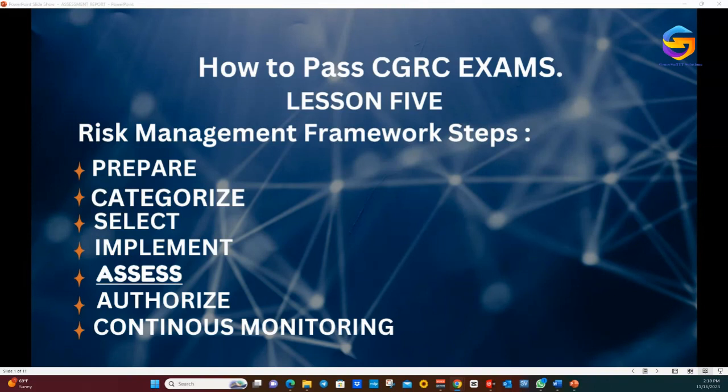We also spoke about the fact that the assess step has 6 tasks. One other thing that we need to bear in mind is that the assess step, the authorize step, and the continuous monitoring step are heavily tested in the CGRC exams. Therefore, we've taken ample time to take each of these tasks slowly so that we'll grasp the concept and pass well.